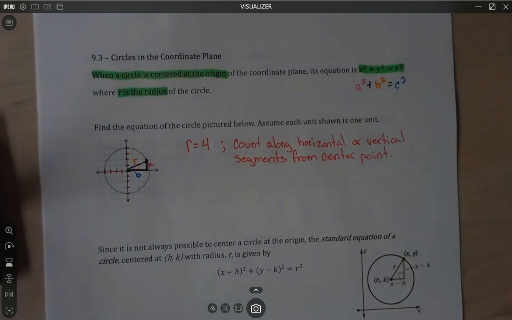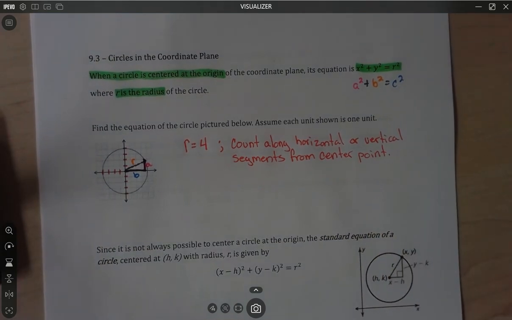So I'm just jotting that down as a reminder, since I know some people don't actually watch these videos fully or listen to them slowly, which is fine, but we need to make sure we have it. To count that radius, start from the center of the circle, count up, down, left, or right, horizontal or vertical segments. Here our radius is 4.